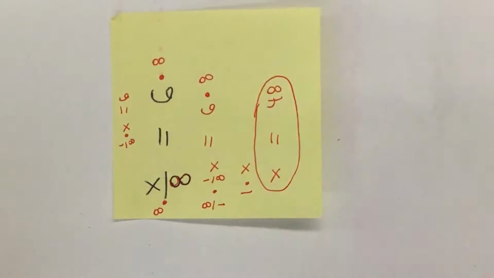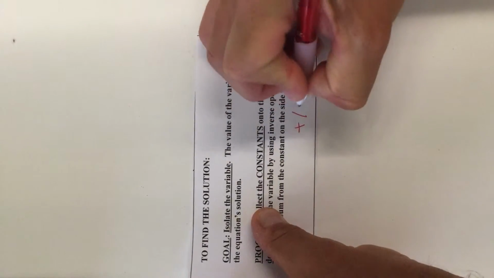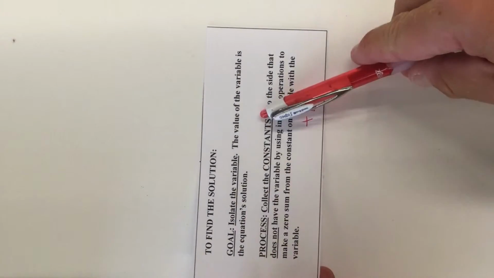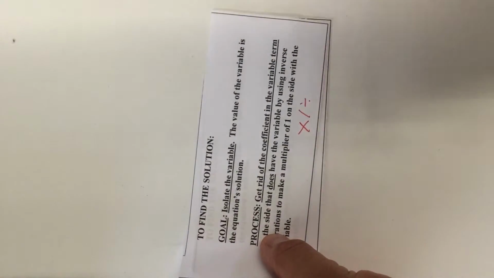So again, we've reviewed the one step there: isolate the variable. For addition and subtraction, with negative and positive constants, we collected the constants onto the side that did not have the variable. For multiplication and division, we got rid of the coefficient by making 1. Okay, so you see those, a little review.